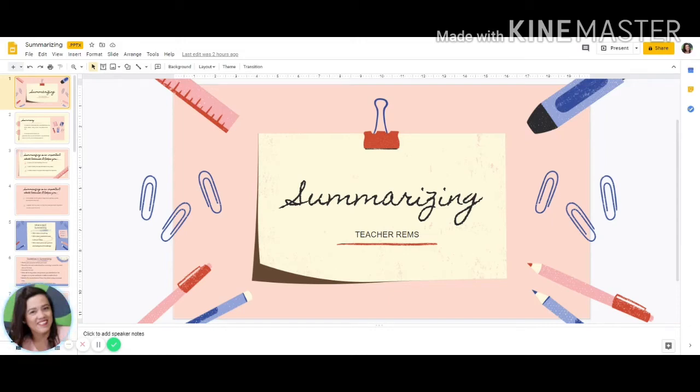Hello everyone! Today I'm going to share one of the most important skills a person or an academic writer has to develop. This is summarizing.